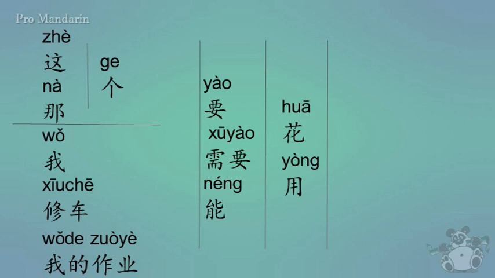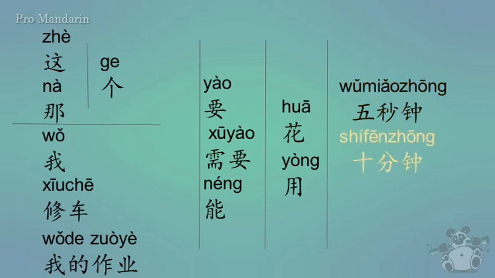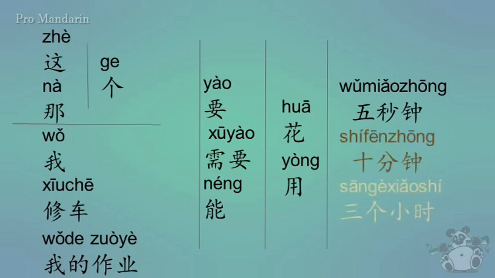So the first one is going to be 5秒钟. 5 is 5 and 秒钟 is seconds. So 5秒钟, 5 seconds. And then we have 10分钟. 10 is 10 and 分钟 is minutes. So 10分钟 is 10 minutes. And then the last time frame is going to be 3个小时.